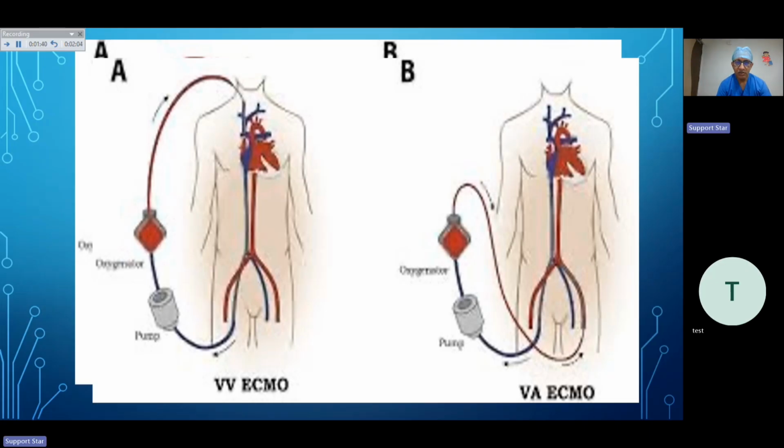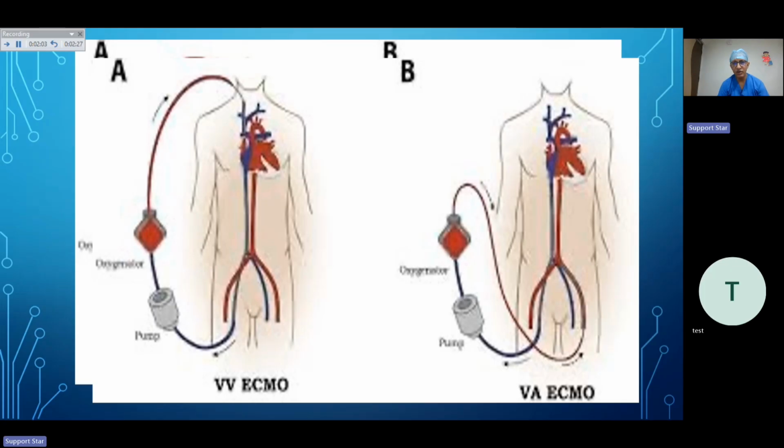Okay, so let's talk about VV ECMO. So in neonates, the larger vein is the internal jugular vein. So we take the drainage from the internal jugular vein, which drains from the SVC, and then returns back into the IVC through one more cannula, a return cannula.